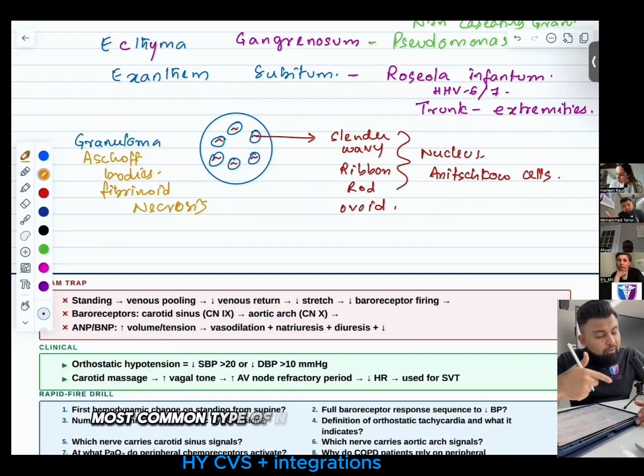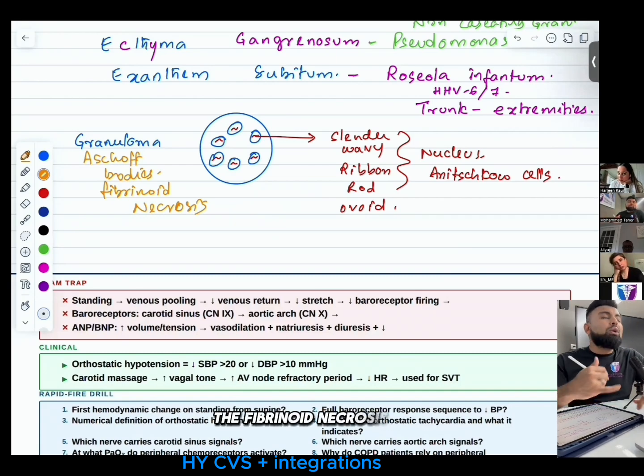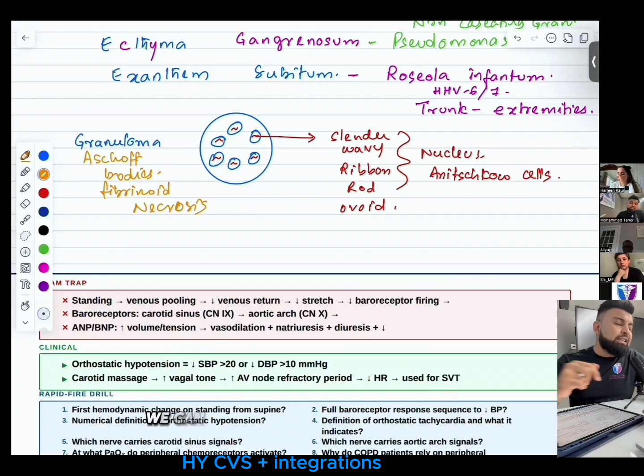Please remember, many type 3 hypersensitivity reactions show fibrinoid necrosis. Overall, the most common type of necrosis is coagulative, except in the brain, where we see liquefactive. Pancreatitis shows fat necrosis. Fibrinoid necrosis can be seen with malignant hypertension, with polyarteritis nodosa, and with many type 3 hypersensitivity reaction diseases.